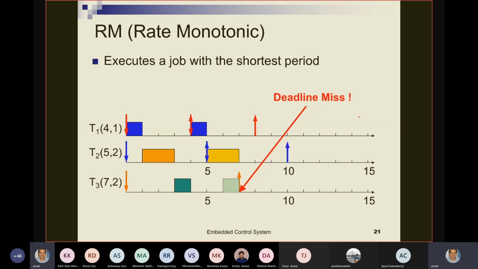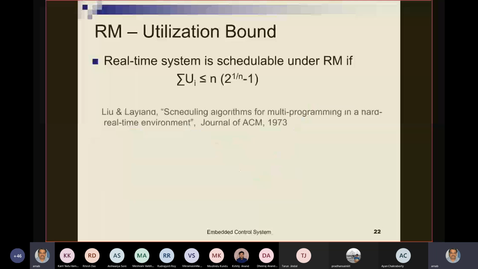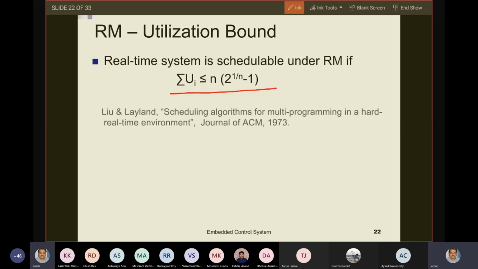So let's go into this algorithm to find the bound. The utilization bound is this. A real-time system is schedulable using rate monotonic if the summation of utilization of the tasks is less than n into 2 to the power 1 by n minus 1, where n is the number of tasks in the task set, and u is the utilization. So summation Ui is what? Summation over Ei by Pi. Ei is the worst case execution time of the task, Pi is the period.